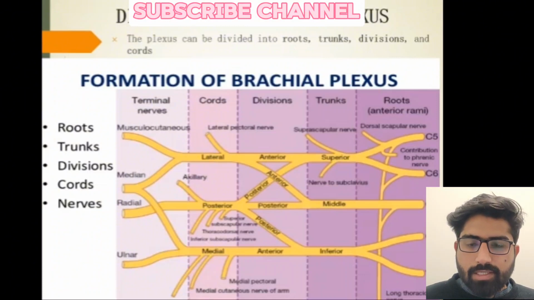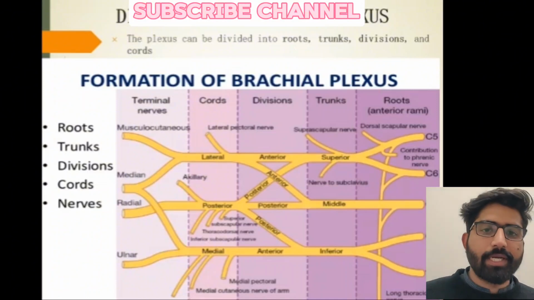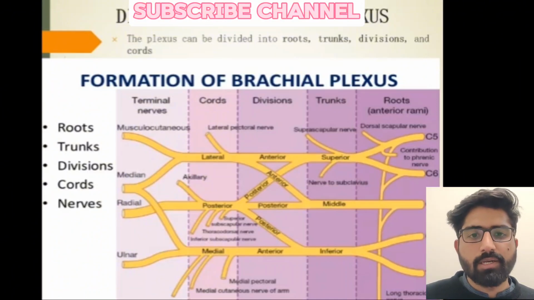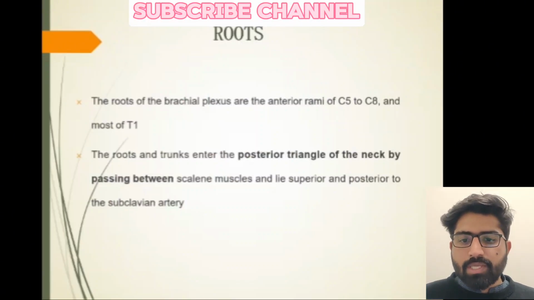One terminal branch of the lateral cord is the musculocutaneous nerve, and the other is the median nerve. The posterior cord gives rise to the axillary and radial nerves, and the medial cord gives rise to the ulnar nerve, the medial cutaneous nerve of the arm and the medial cutaneous nerve of the forearm. So this is actually the theory part.